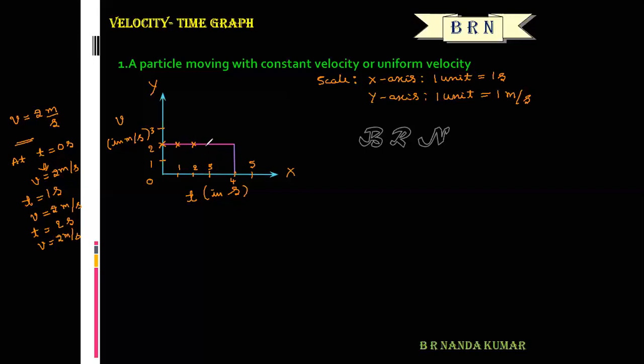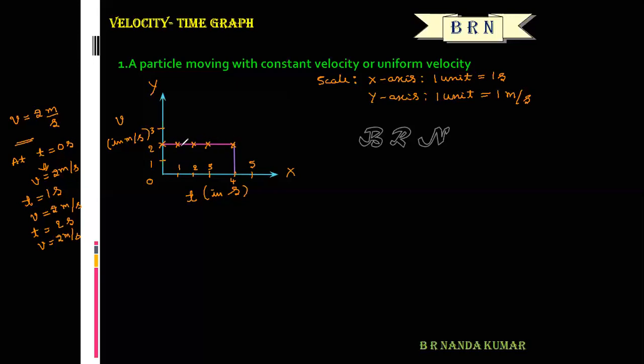After 1 second, the velocity remains constant, 2 meter per second, but time is 3. So this is the point (3, 2). And then after 1 second, the velocity remains the same, 2 meter per second. So actually this is (4, 2), right? Now join all these points.